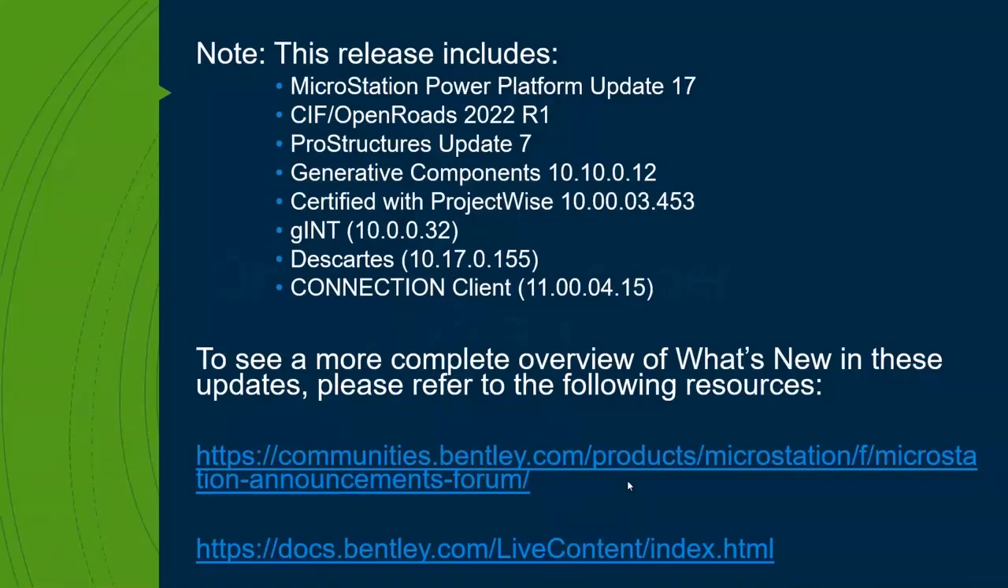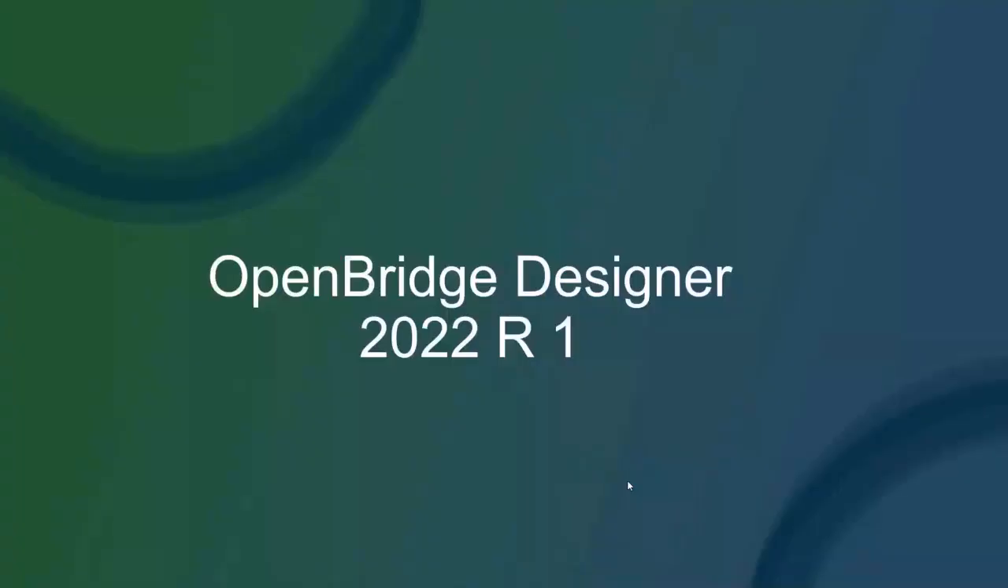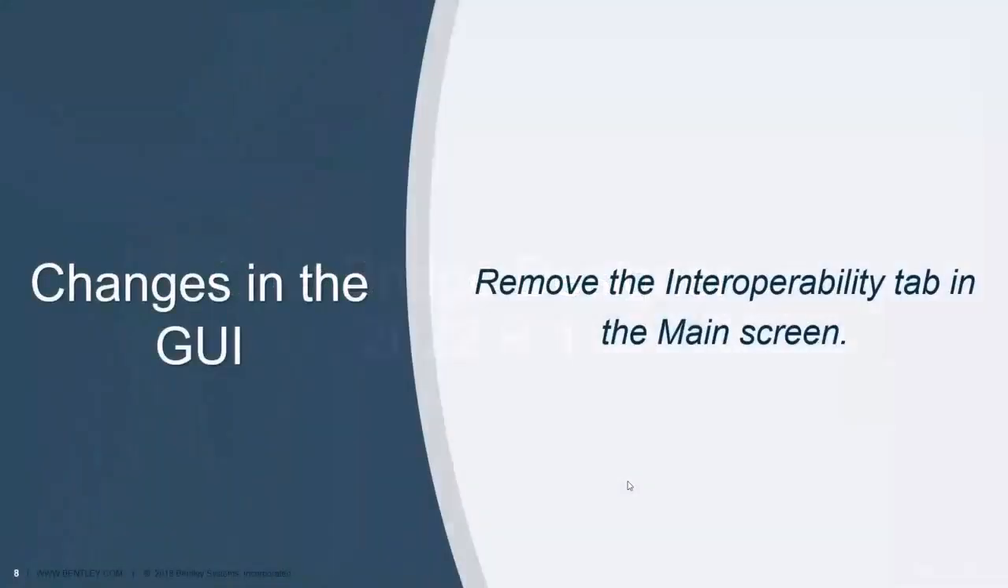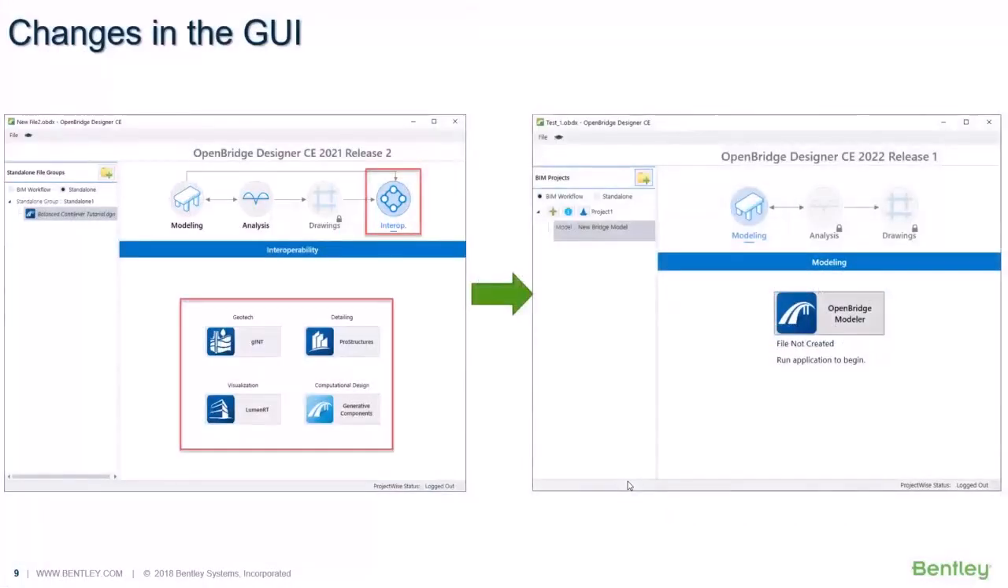So what have we done in OpenBridge Designer? OpenBridge Designer is the one that encompasses OpenBridge Modeler and the analytical tools, LEAP Bridge Concrete, LEAP Bridge Steel, and RM Bridge. So we have changed the user interface, because now the user interface doesn't require an extra icon, for example, for Generative Components, because now Generative Components is inside OBM, or OpenBridge Modeler. ProStructures as well, because now if you have a license of ProStructures, you can actually have the full capabilities of ProStructures inside OpenBridge Modeler. So we have made these, I would say, cosmetic changes to the user interface.